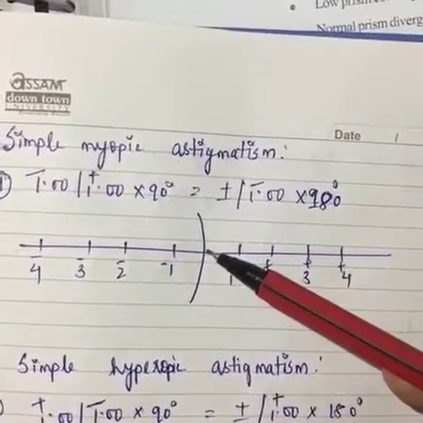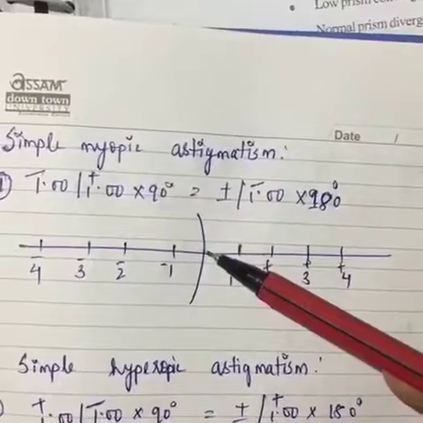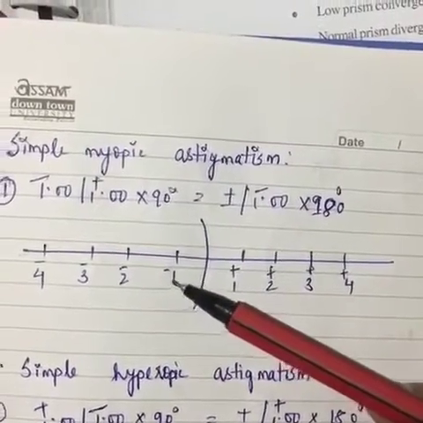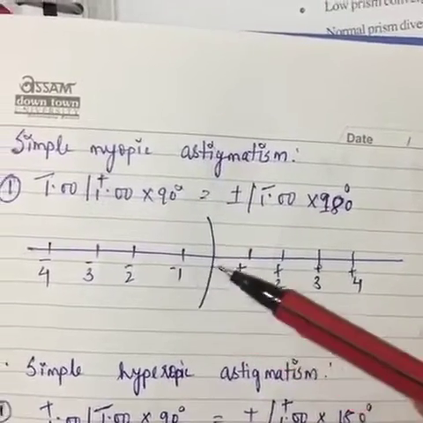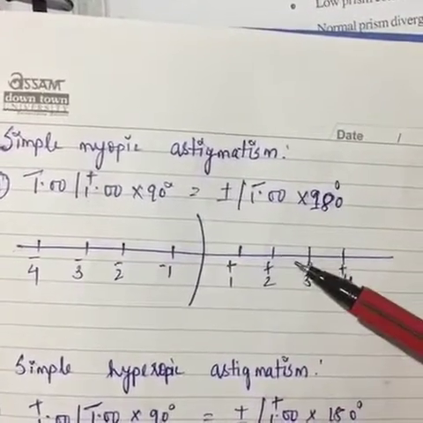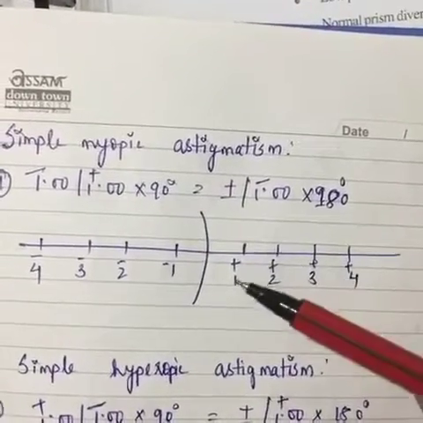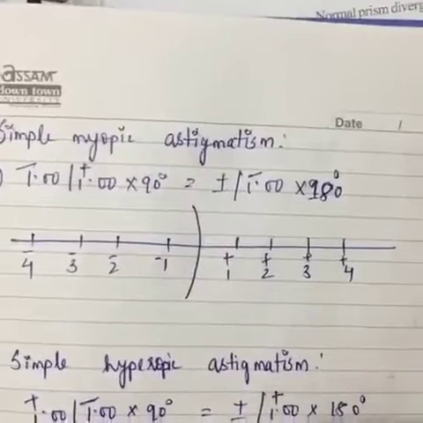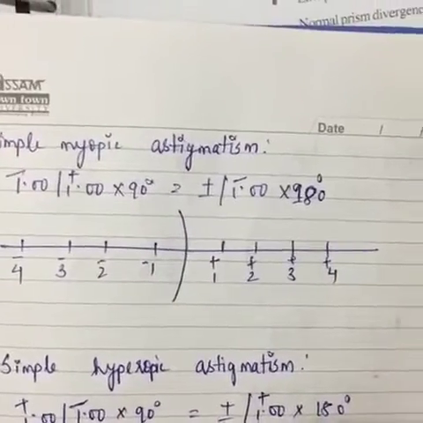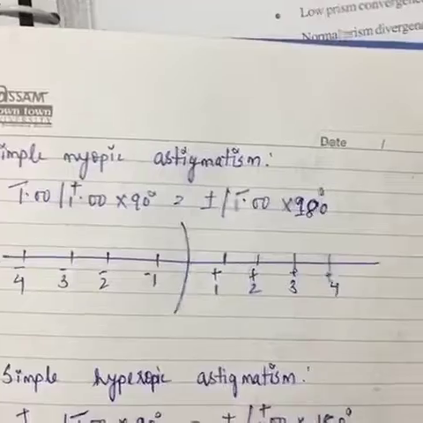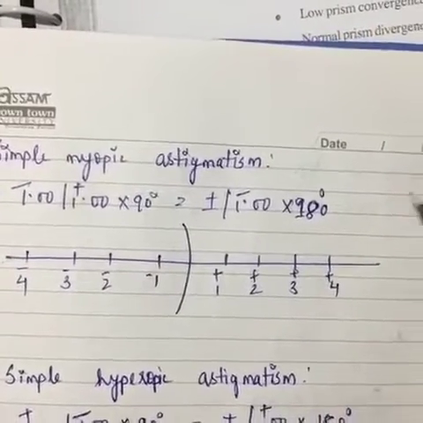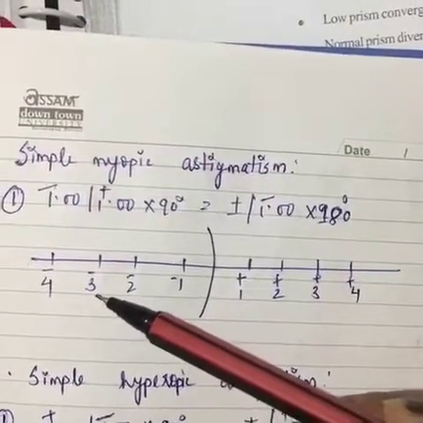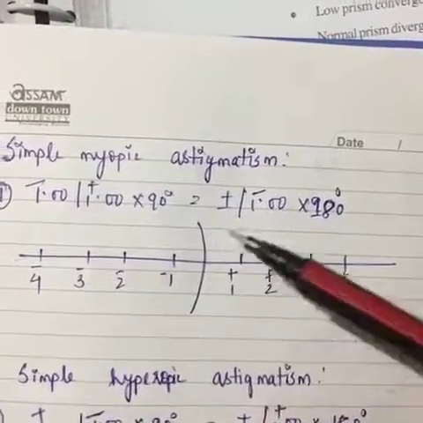Consider this as the retina. Whatever rays fall in front of the retina will be taken as minus, and those behind the retina will be taken as plus. So +1, +2, +3, +4. The more it goes towards the back side, the strength of the plus power increases. And again, the more it goes in front of the retina, the strength of the minus power will increase.